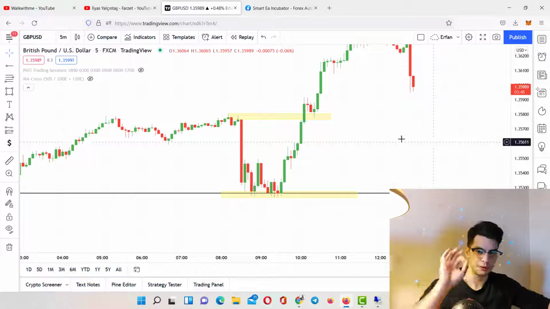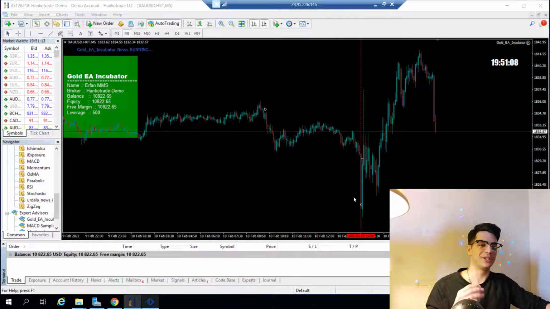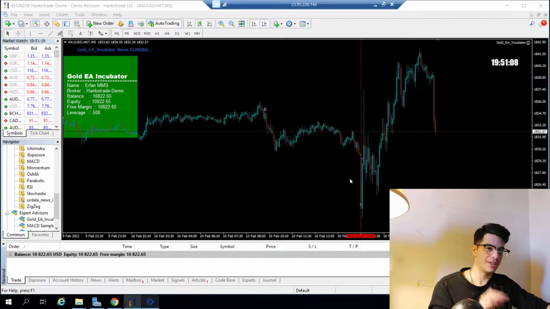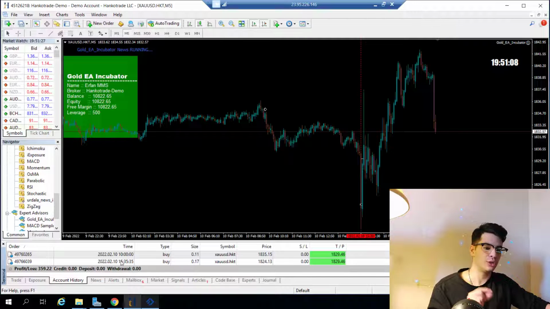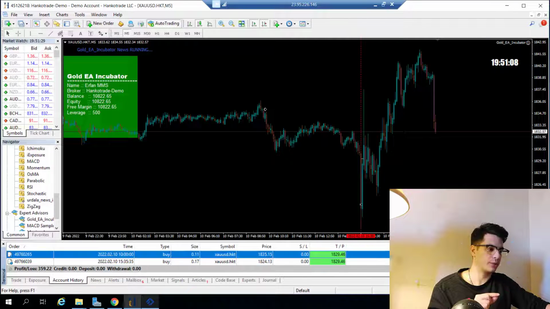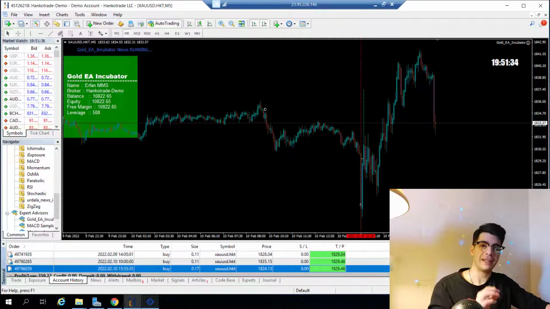But before you go, let me show you Goldie Incubator results, how it traded during news. I was in drawdown, but after that I said, oh, it closed everything in profit, and we are up $822. And today is February 10th. As you can see, it took two trades, one of them for $90, one of them for $62. It was a loss, but in total we actually made profit.